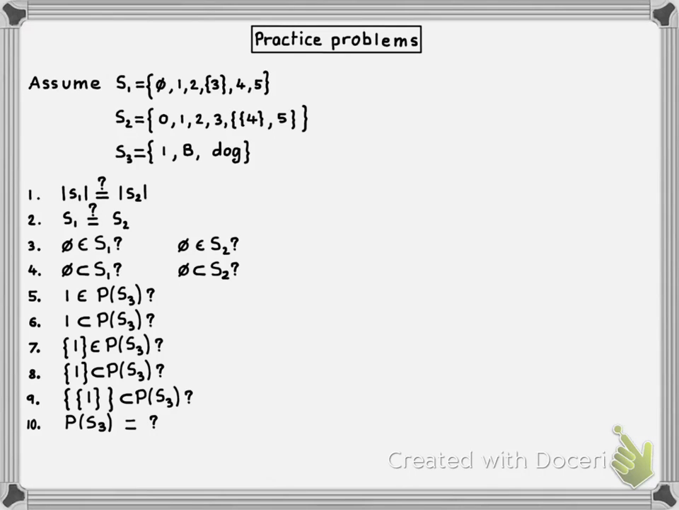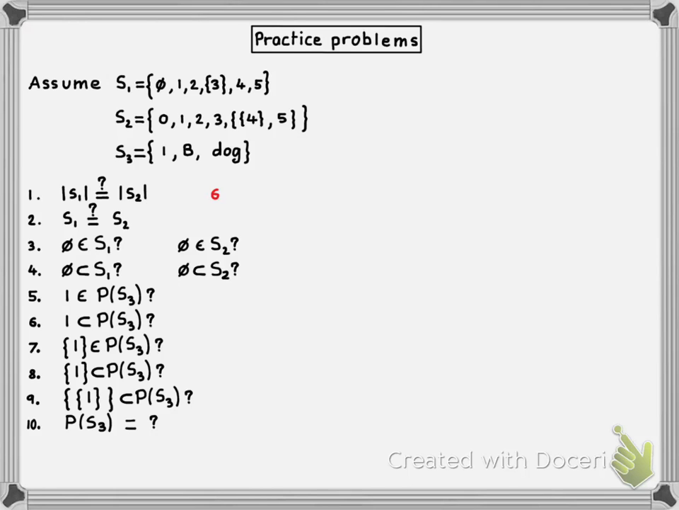So welcome back. Let's discuss the answers to these 10 problems. For problem number 1, the way to find the answer and to justify it is to simply determine the cardinality of the sets S1 and S2. How many elements does the set S1 contain? 6. So its cardinality is 6.